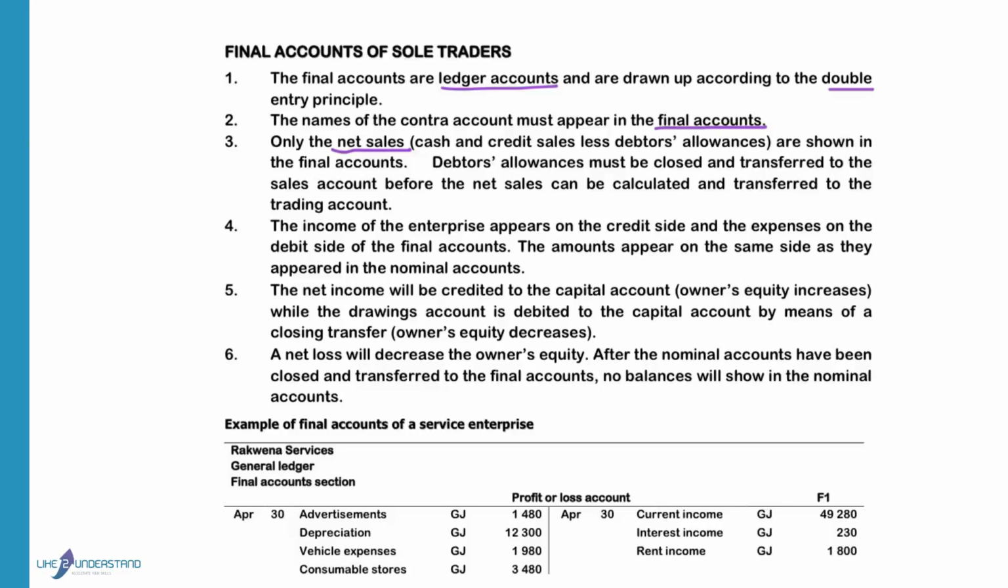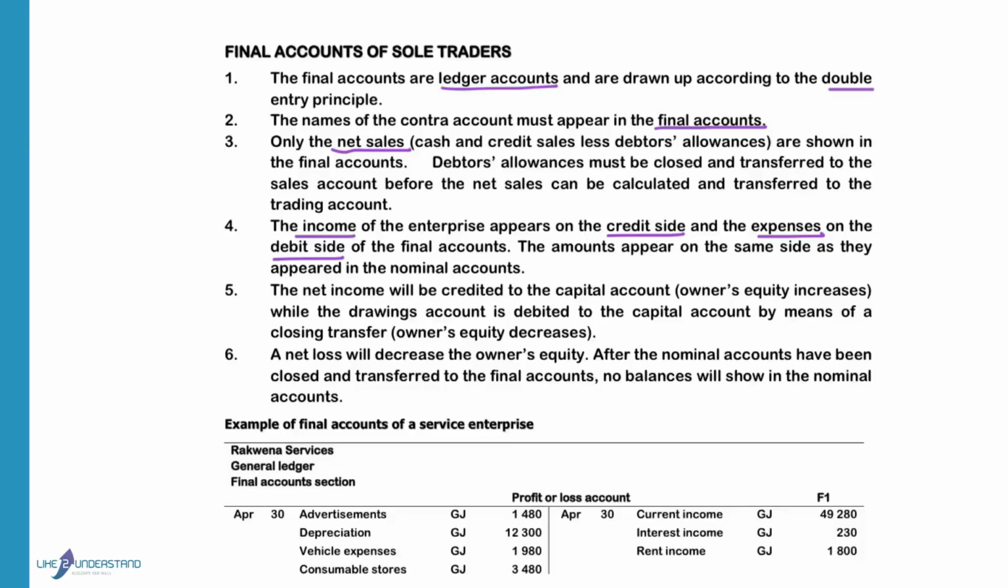The income of the enterprise will appear on the credit side and the expenses on the debit side of the final accounts. So we've learned from the beginning that income always increases on the credit side and the balance is on the credit side. Expenses increase on the debit side and the balance is on the debit side. So we will do exactly the same in the final accounts. Income will appear on the credit side and expenses on the debit side.